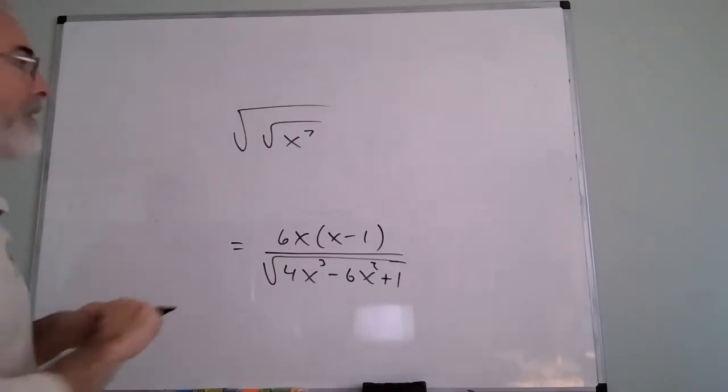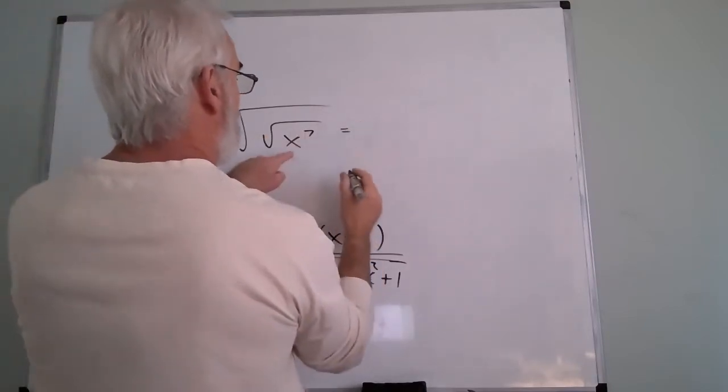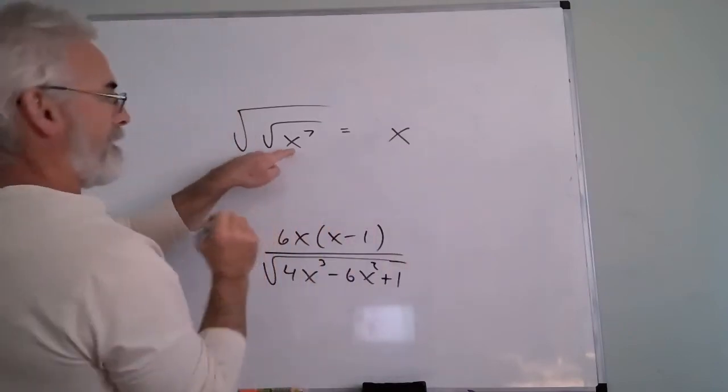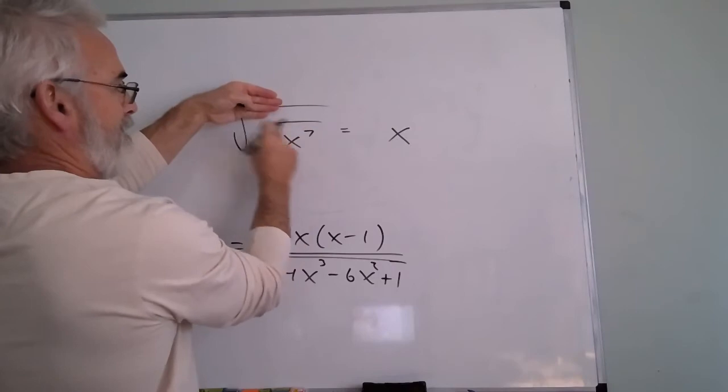Oh, okay, well, let's do the inner one first. So what would this be? This would be x to the what power? 1 over 7. Careful. Oh. 7 over 2.